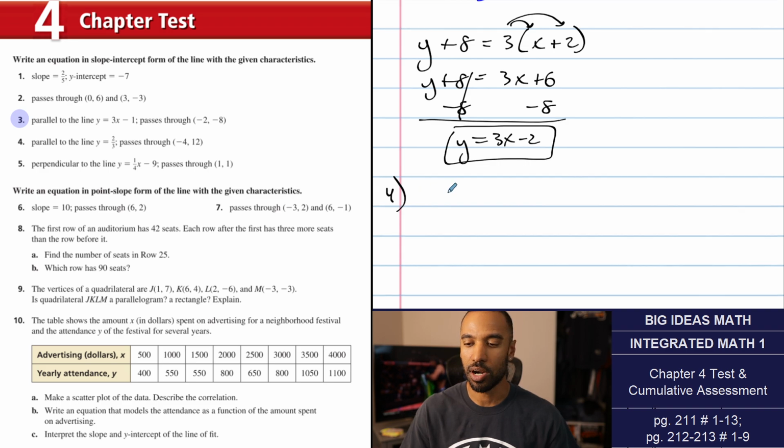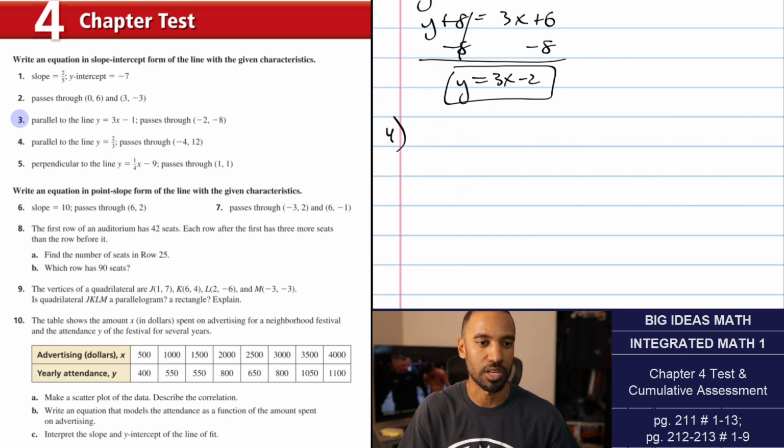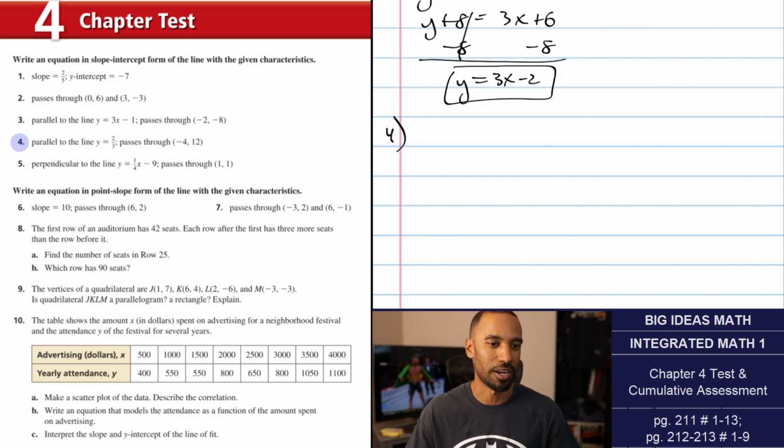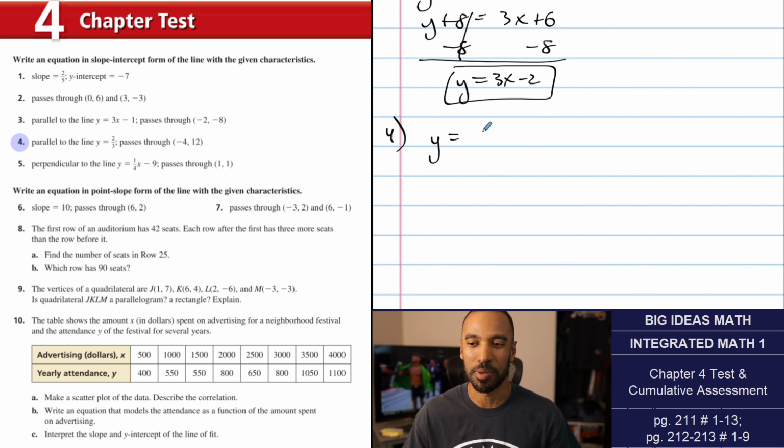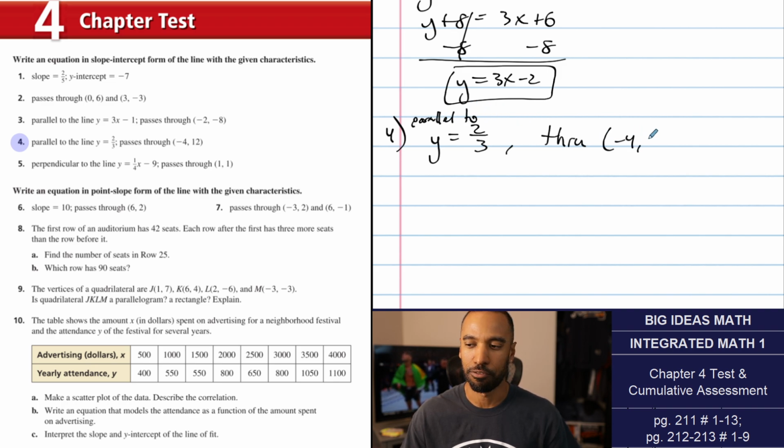Number 4, maybe we start out in slope-intercept form this time, if that makes sense. If it doesn't, I'm going to go ahead and do it. Parallel to y = 2/3. Oh, hold on a second. Okay, never mind. Well, this problem's going to be a little different. Parallel to y = 2/3, and through the point (-4, 12).